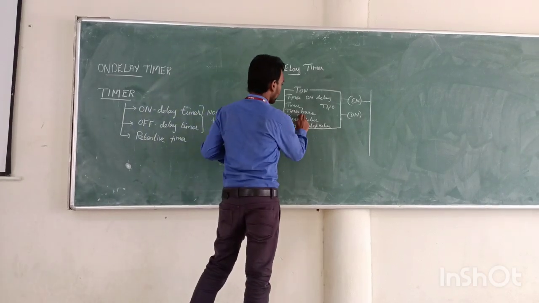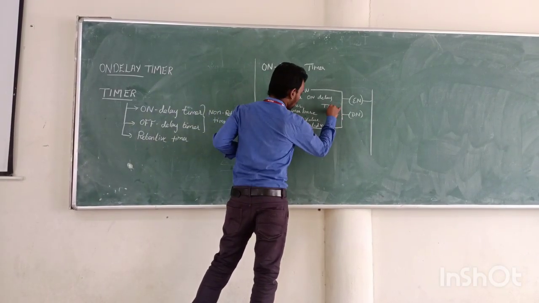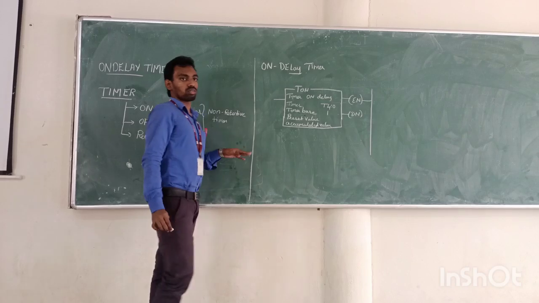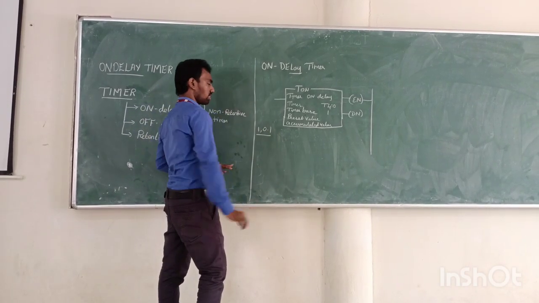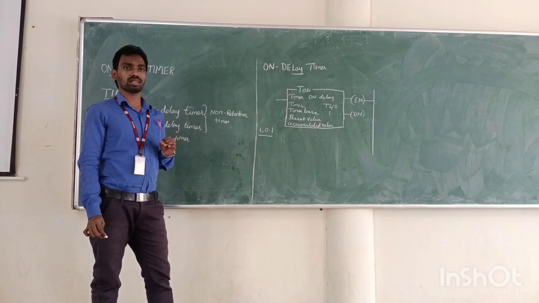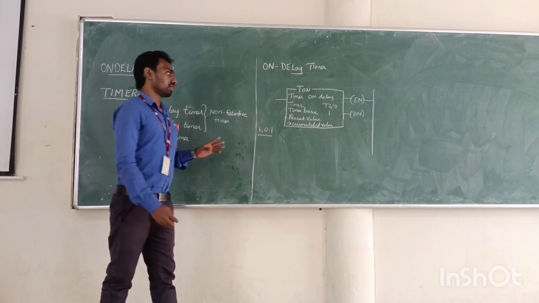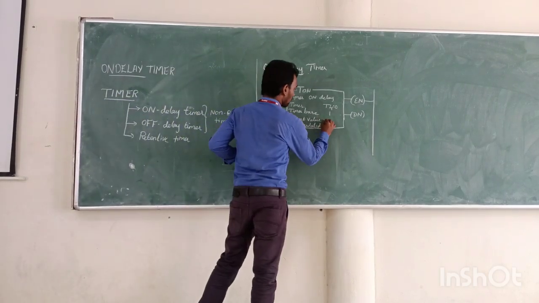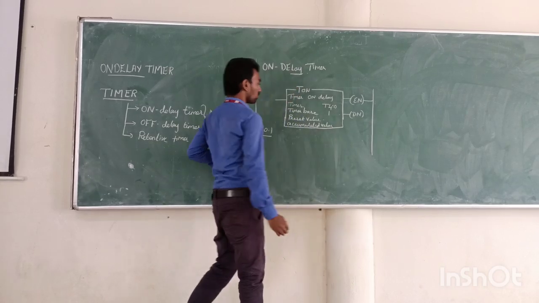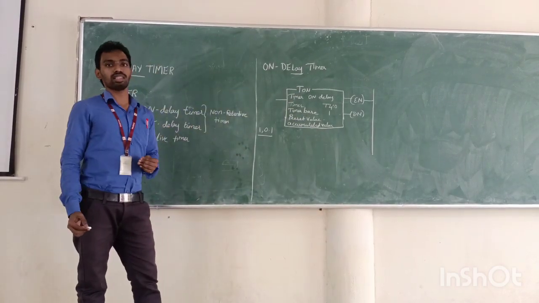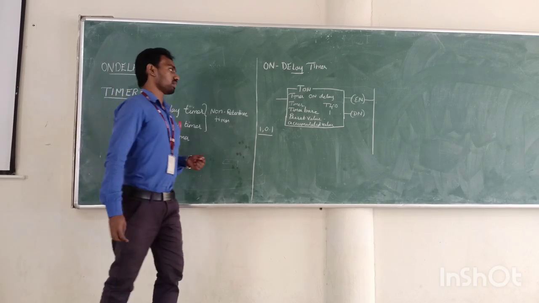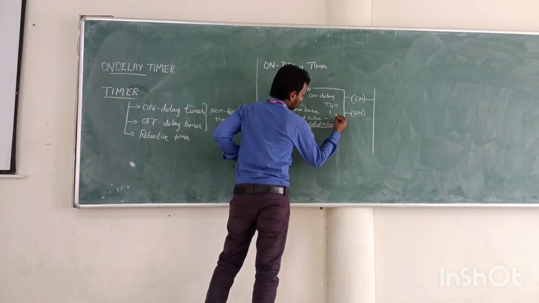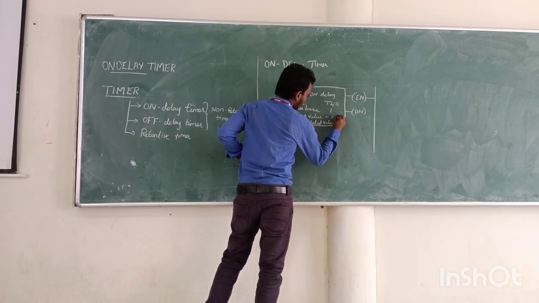So next, second one is timer base. So timer base here we are using 1. It may be 1 or 0.1. This is used based upon the application of the timer. So next one is preset value. Preset value is the value given by the users based upon the application to delay a time period. So here we are using 15 seconds as a delay time.